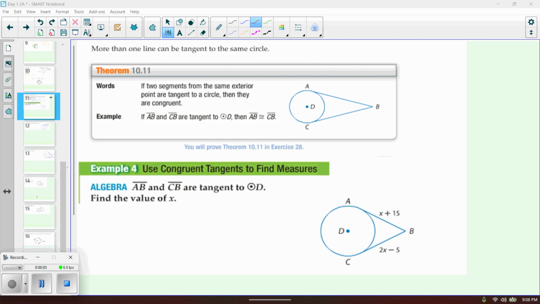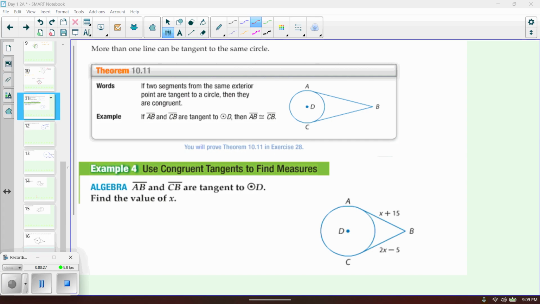Okay, finishing up our lesson on tangents and circles. We have one more theorem. I think most people find this one slightly easier to understand, mostly because you can kind of see the way it looks. The theorem says that if two segments from the same exterior point are tangent to a circle, then they are congruent.